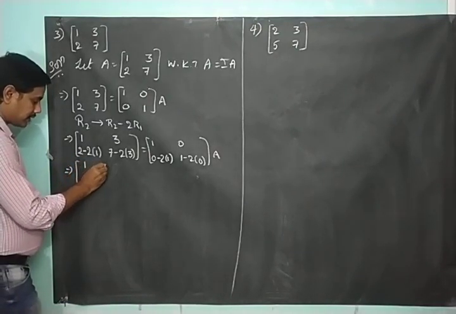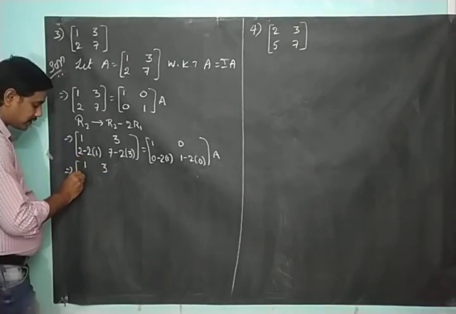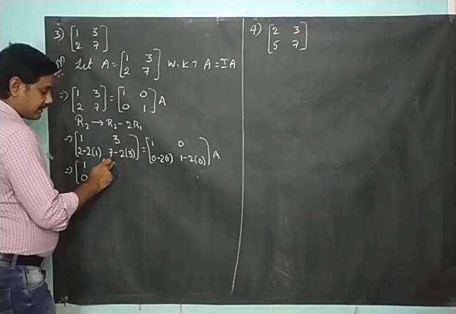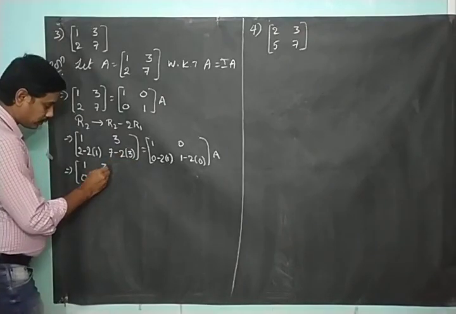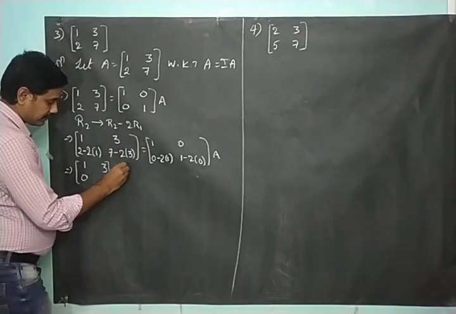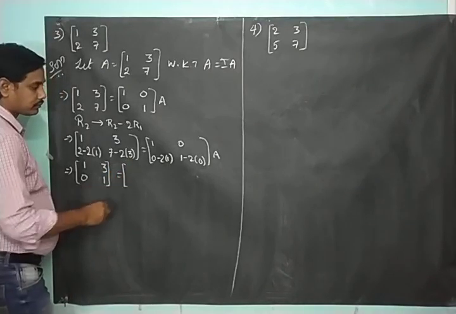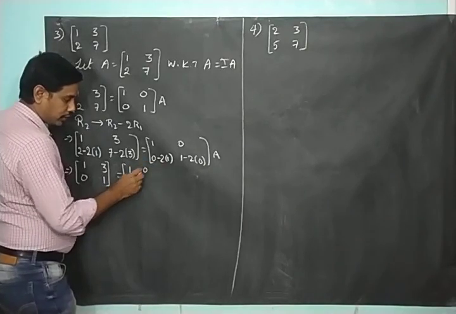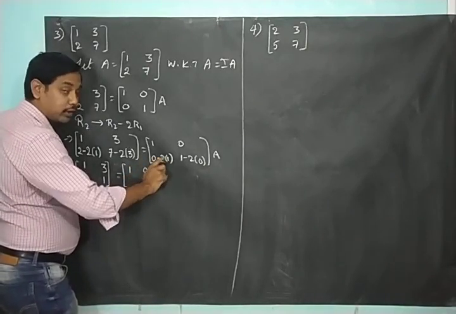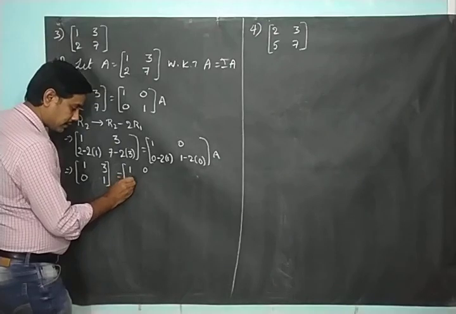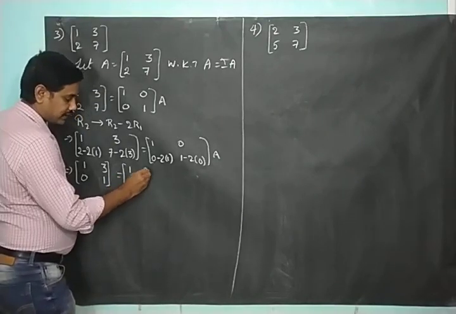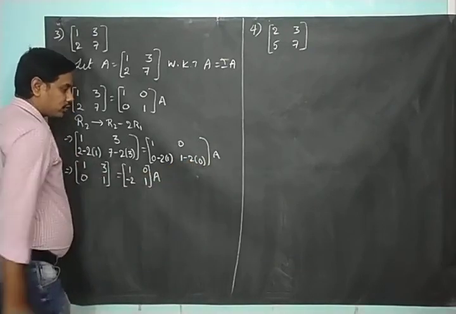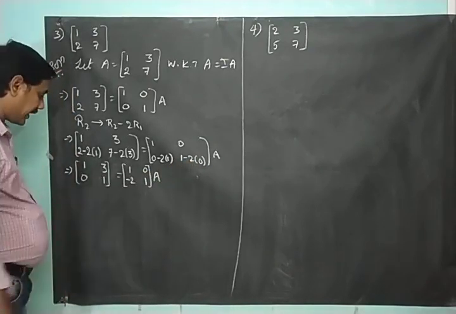1, 3, 2 minus 2 into 1 is 0. 7 minus 2 into 3. What is 2 into 3? 6. Right? 7 minus 6 is 1. Will be equal to 1, 0 as it is. 0 minus 2 into 1. Sorry, 2 into 1 is 2. 0 minus 2 is minus 2. And this is 1. Because 2 into 0 is 0. So 1 minus 0 is 1 into A.